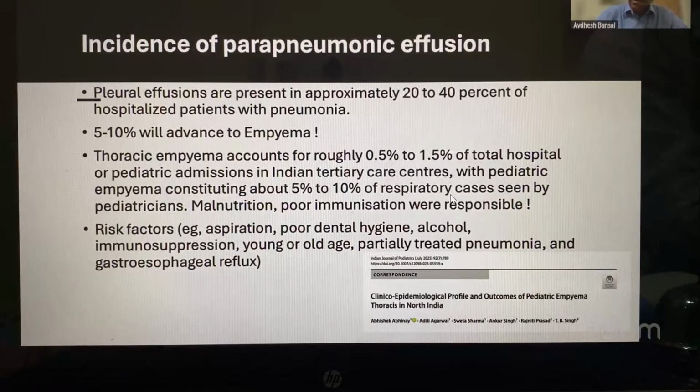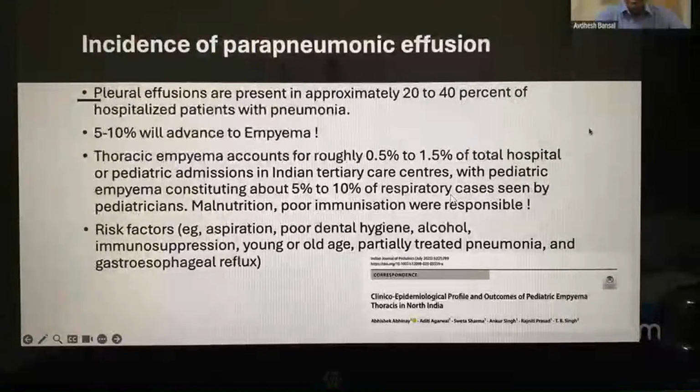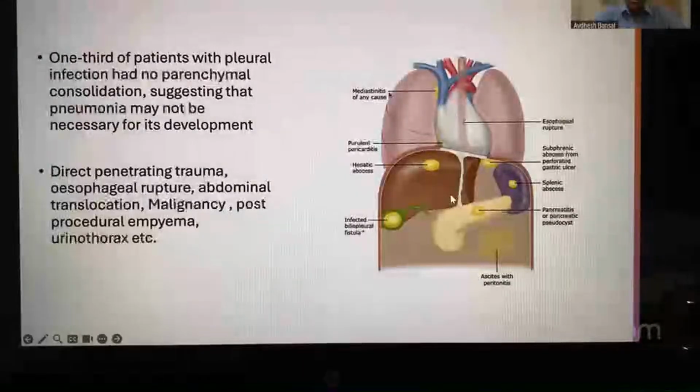So it actually tells you that if you improve their nutrition and their immunization status, the incidence of empyema could become less in these patients. And as Dr. Akanksha told you in the last lecture, the risk factors for empyema are mainly aspiration, poor dental hygiene, alcohol, immunosuppression, very young or very old age, partially treated pneumonia, and gastroesophageal reflux. And these are the important things.